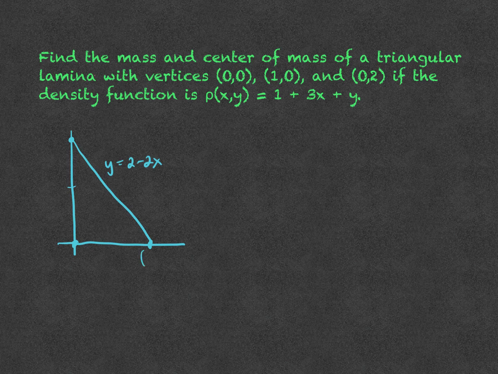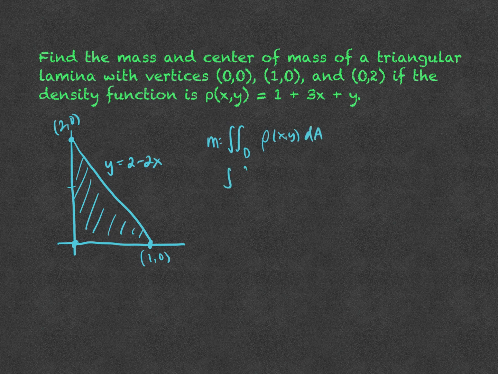We probably should back up and talk about how this happens, but here we have the point (1, 0), here we have the point (0, 2). So we have a slope of negative 2 over 1, and the y-intercept is 2. So y equals negative 2x plus 2, or 2 minus 2x. Now, we're going to write our double integral. Our mass is going to be equal to the double integral over the region of rho of x, y with respect to the area. So let's set up our double integral here.